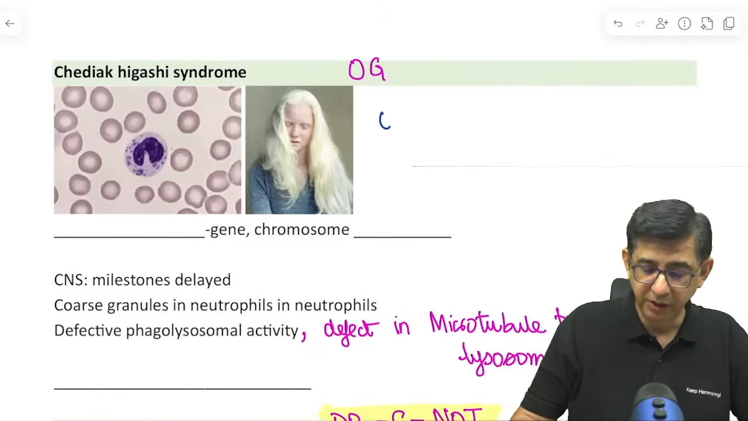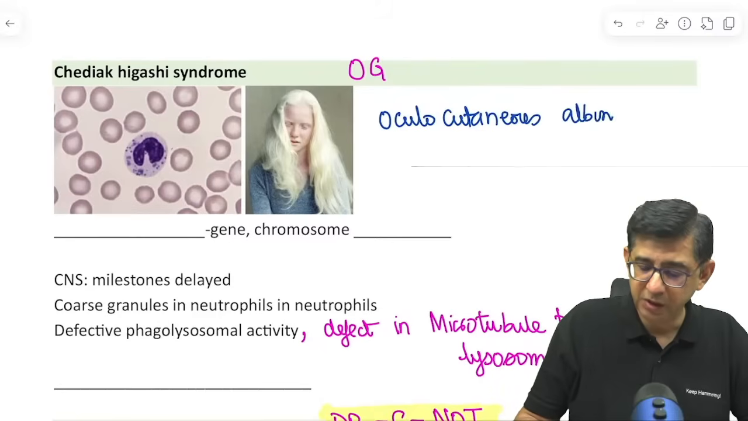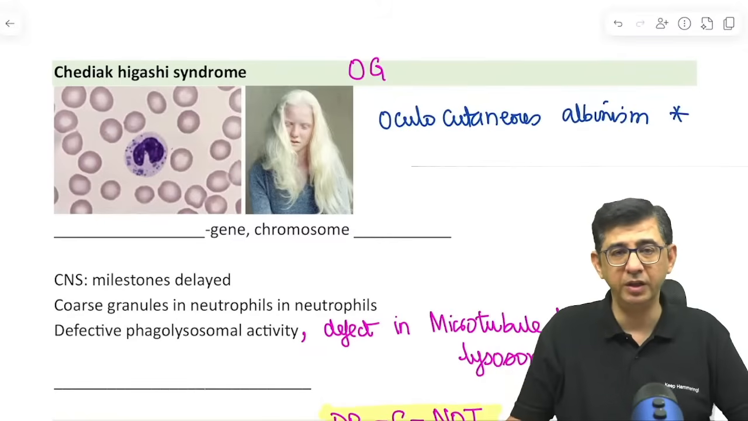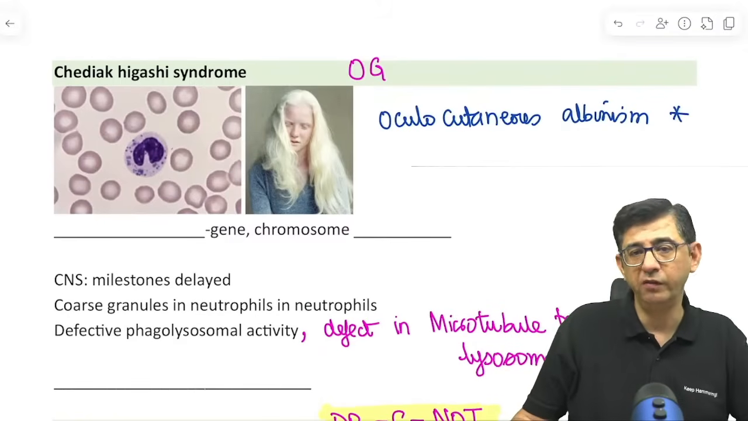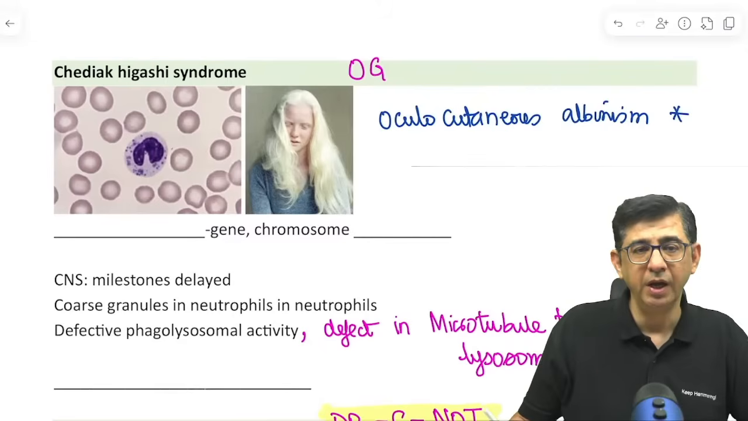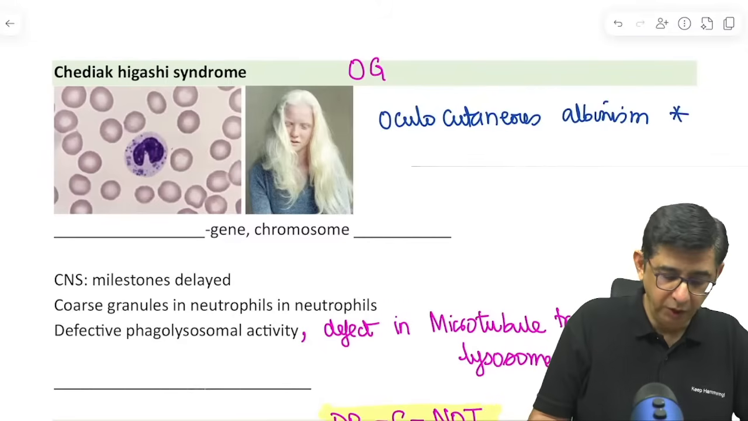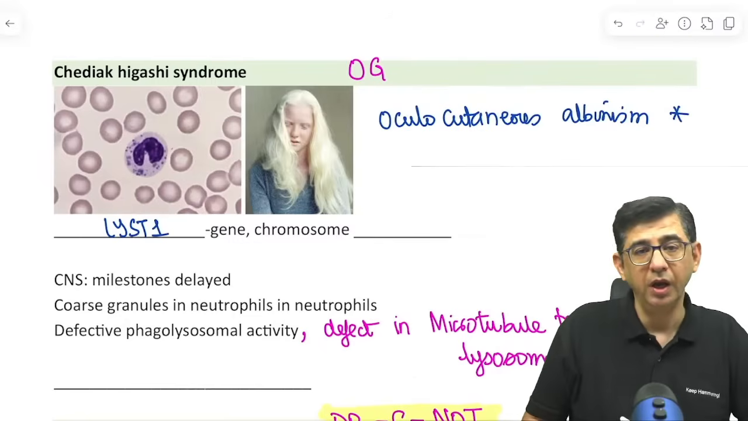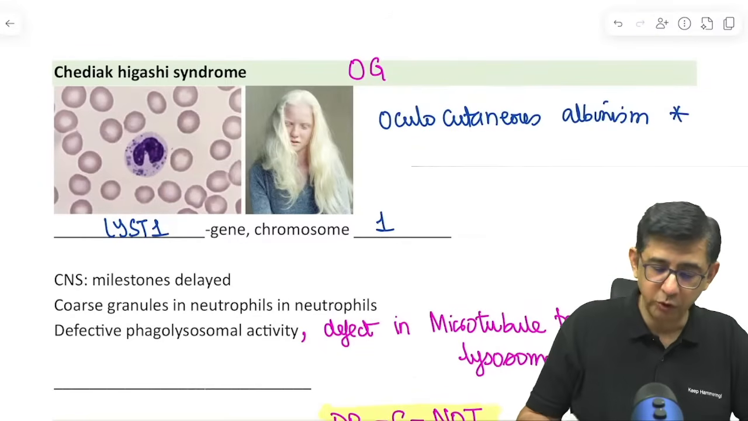Here the presentation will usually be asked to you as oculocutaneous albinism. Oculocutaneous albinism, as the name suggests, albinism means that melanocytes are not being formed at all, due to genetic reasons. So the patient will be having blonde hair and possibly a blue iris. And in Chediak-Higashi syndrome, you need to remember the gene. The gene to be remembered is called the LYST gene, and the LYST gene is on chromosome number 1.